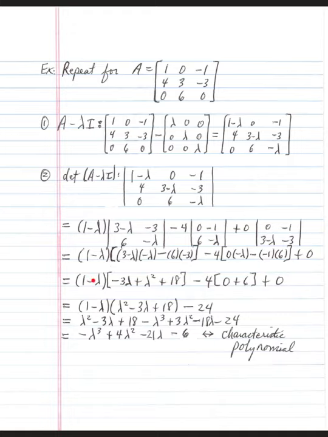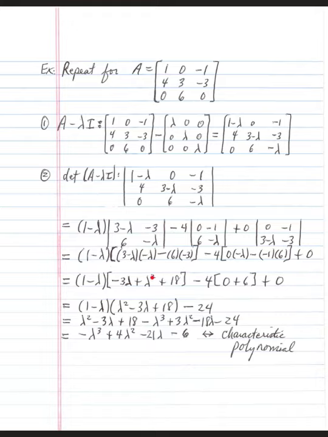1 minus lambda, I brought it down. Distribute negative 3 lambda plus lambda squared, positive 18. And then negative 4, 0, plus 6, and then plus 0. Okay, so finally we're getting closer.